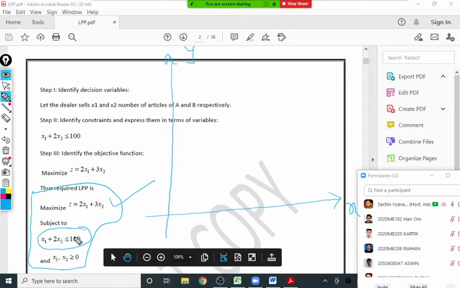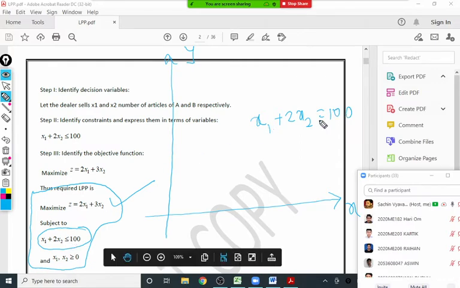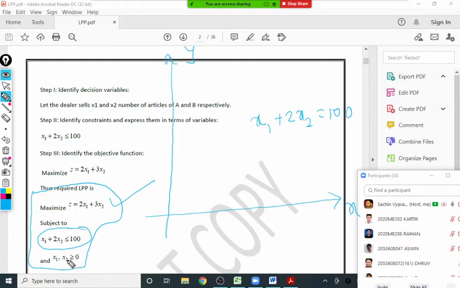For example, we have to draw this constraint x1 plus 2x2 less than or equal to 100. So the first step is to convert that inequality to an equality: x1 plus 2x2 is equal to 100. What we did is remove the less than or equal to and replace it with an equal sign. Now this last condition, x1 and x2 are positive, ensures that our region always lies in the first quadrant.